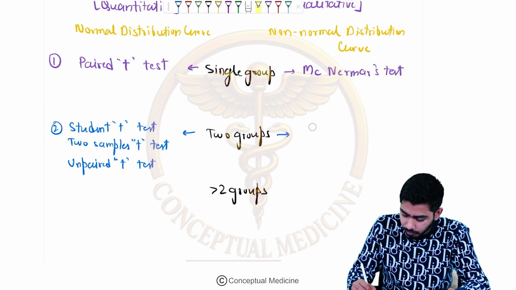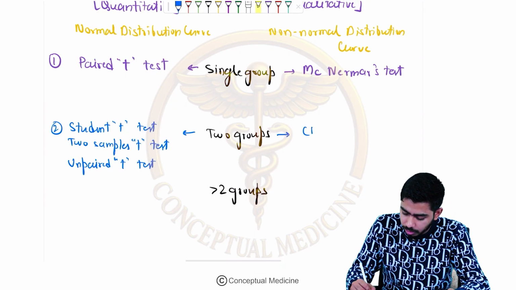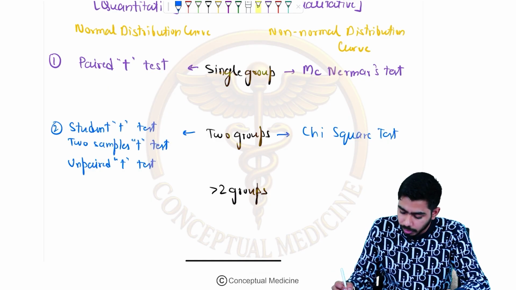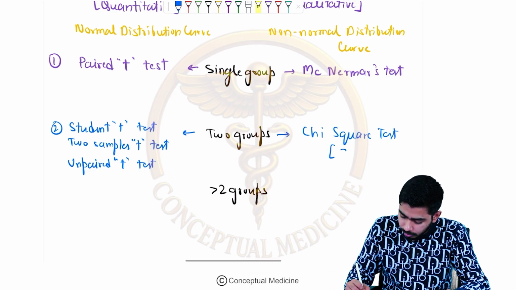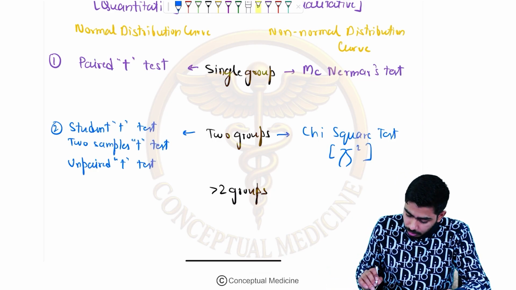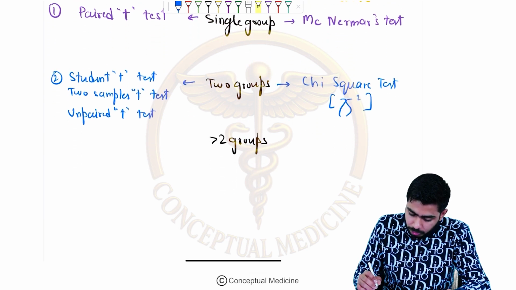Chi-square test, very popular one. Chi-square test, right? In the chi-square test, it is usually represented by this symbol like that, that is the chi, right? It is a chi-square.